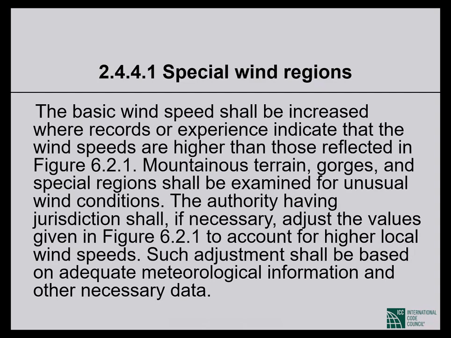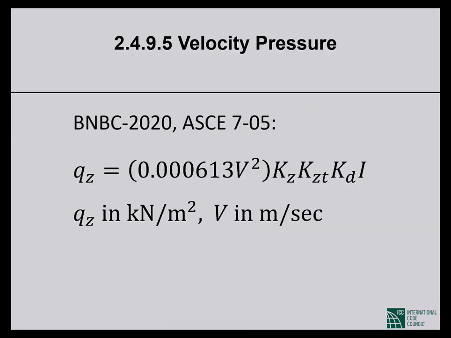The authority having jurisdiction shall, if necessary, adjust the values given in the figure to account for higher local wind speeds. The authority having jurisdiction, so that would be Chittagong Development Authority, for instance. Such adjustment shall be based on adequate meteorological information and other necessary data.